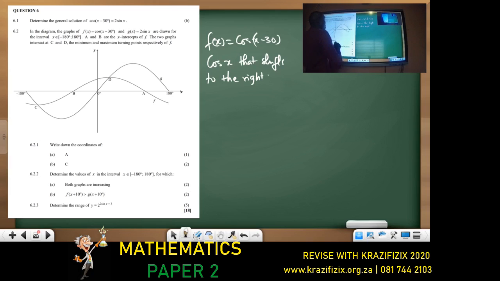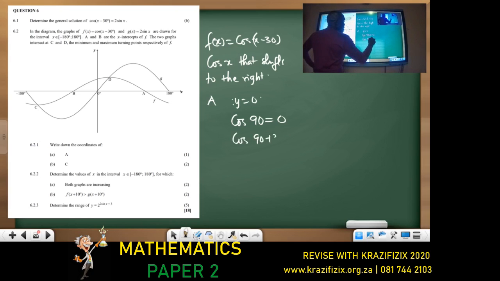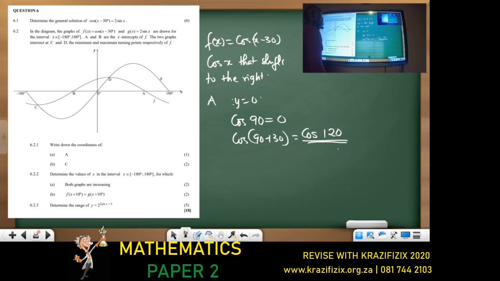Now, if it shifts to the right, let's see. At point A, our y value is actually equal to 0. But if I had the normal cosine graph, where will it be 0? Cos 90 is 0. But now I have shifted this graph 30 units to the right. So what am I going to have? 90 plus 30. And that will be cos what? 120. I hope this makes sense. Cos 120, because it has shifted. So what is the coordinate of A? 120 degrees and 0.